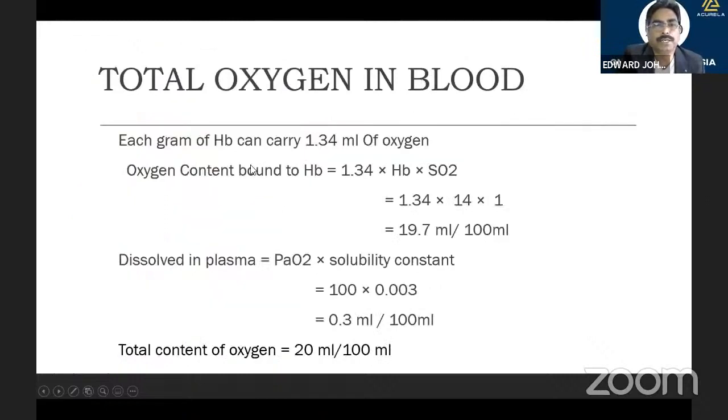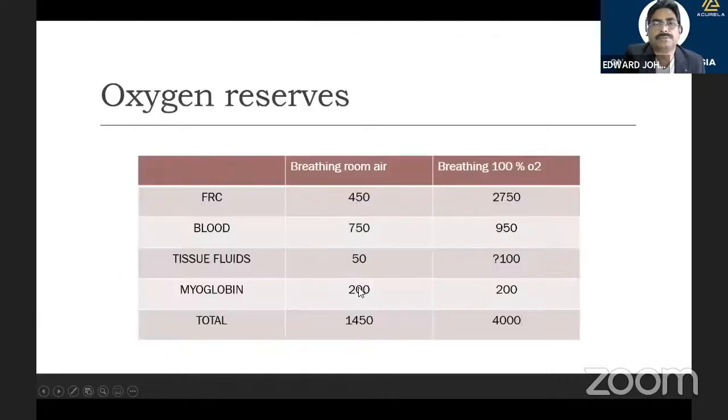So the total oxygen in the blood, that is the oxygen content: 1.34 is Hufner's constant, meaning 1 gram of hemoglobin combines with 1.34 ml of oxygen at full saturation. It comes to around 19.7 ml. The other form of oxygen transport is the dissolved form. It is calculated by 100 into the partial pressure, that is 100 into the diffusion coefficient, 0.03. So it comes to around 0.3 ml. So totally, 20 ml of oxygen is carried by the oxygenated blood to the tissues.